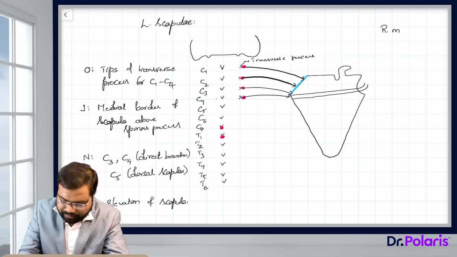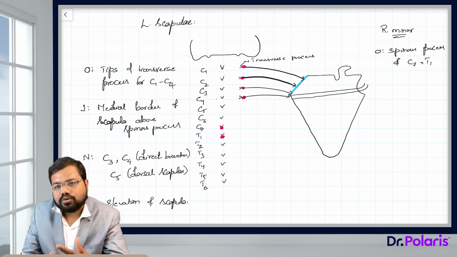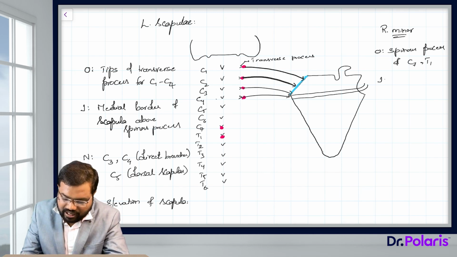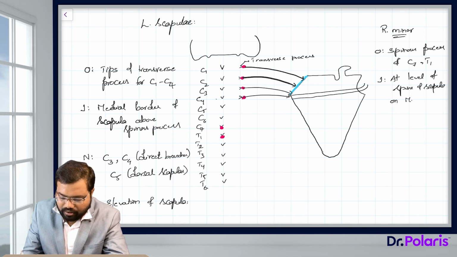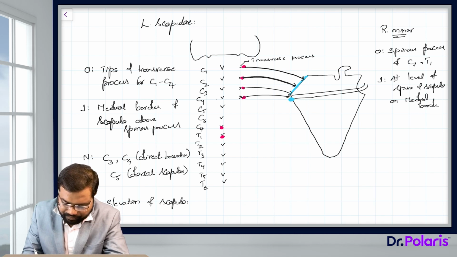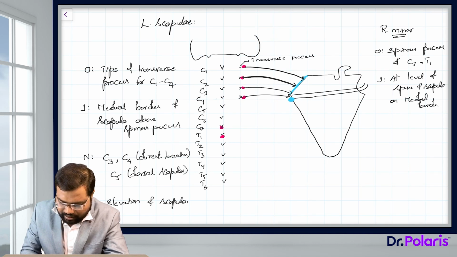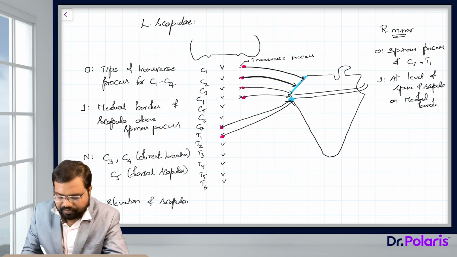Next is rhomboideus minor. Where is the origin? It is the spinous process of C7 and T1. So from these is the projection. Where it inserts is at the level of the spine of the scapula, on the medial border. For example, somewhere here. So the fibers will be radiating like this. That's the rhomboideus minor. And what about the rhomboideus major?